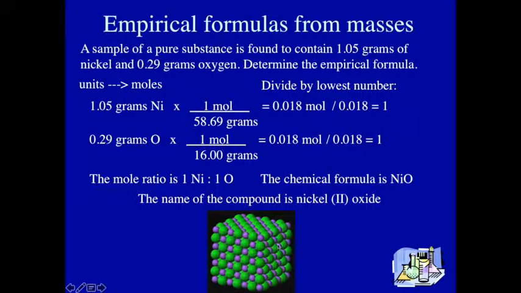This is a chemical representation of nickel 2 oxide. What do I see? I see a nickel ion, an oxide ion, a nickel oxide. The ratio is always at its simplest a 1 to 1 ratio. For every 1 nickel, I have 1 oxide. So nickel oxide, nickel 2 oxide.